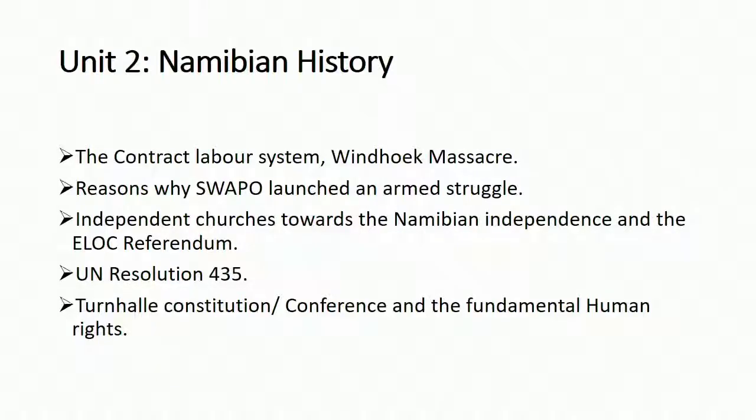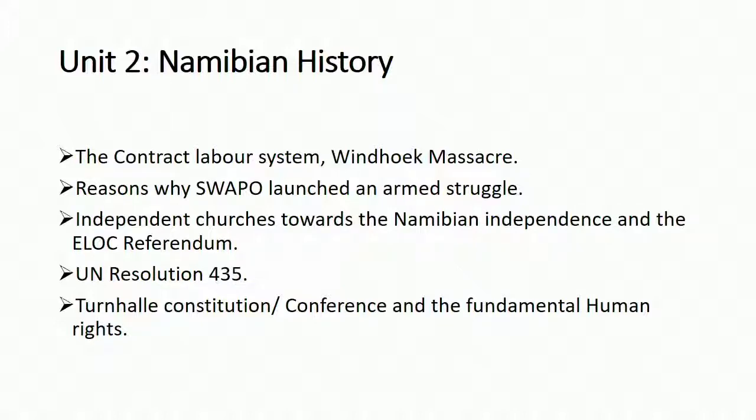We come to the United Nations Resolution 435. When was the United Nations Resolution 435 adopted? What are the points of Resolution 435? And when was Resolution 435 implemented? We come to the Turnhalle Constitution. What is the Turnhalle Constitution?